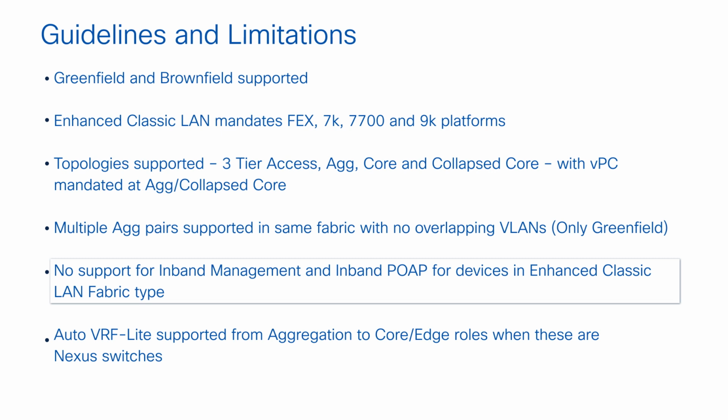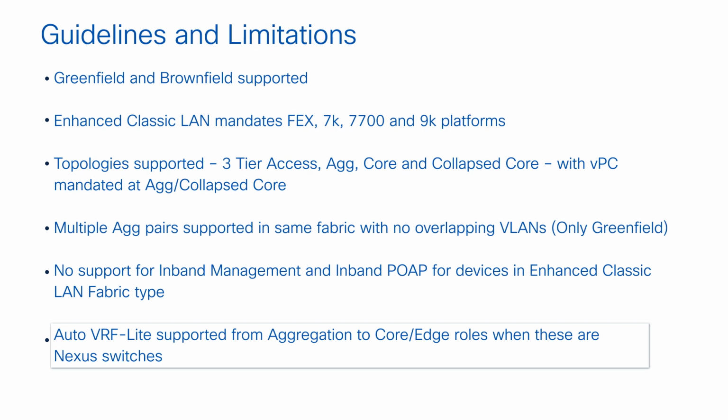Also, as we saw in the demo, there is support for auto VRF light between the aggregation and core. But just a point to note is that that's when the core and the edge roles are Nexus switches. As long as end-to-end it's a Nexus family where we're looking at the access, aggregation as well as the core, it's all auto VRF light. In case you have a non-Nexus platform, for example an ASR platform, again you can definitely use the templates that are shipped with NDFC for a manual VRF light as well. So these are some of the guidelines and limitations to keep in mind as of NDFC 12.1.3.